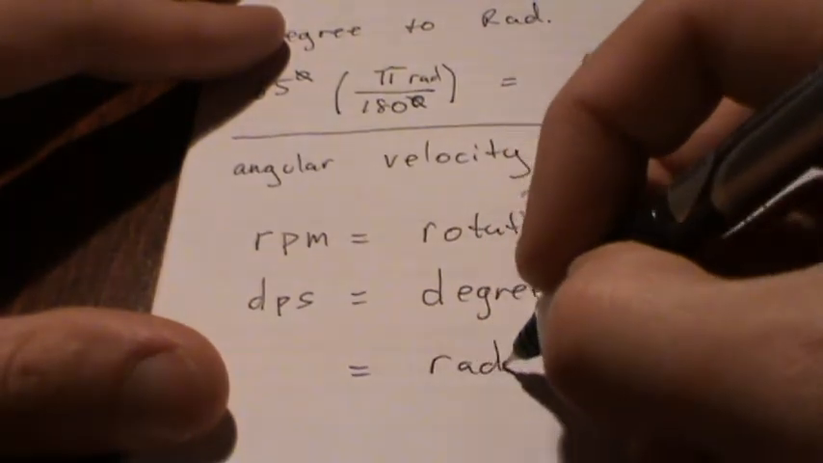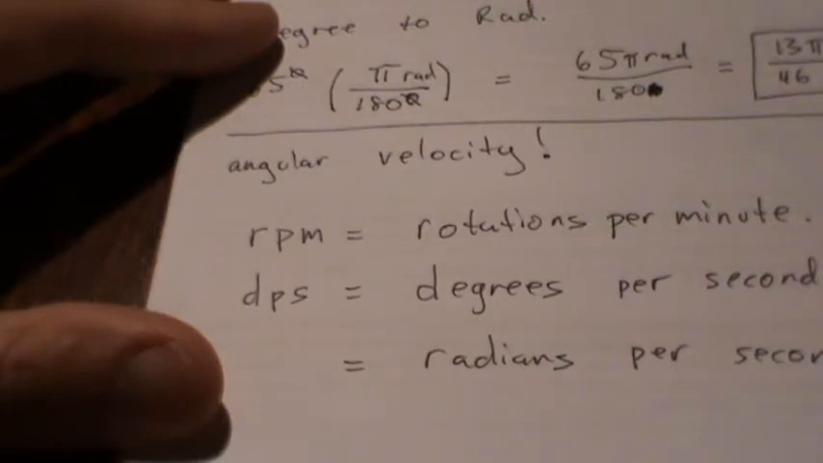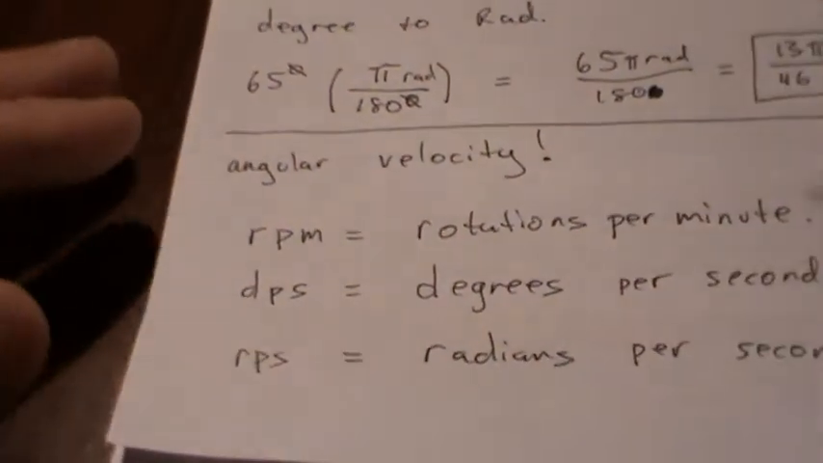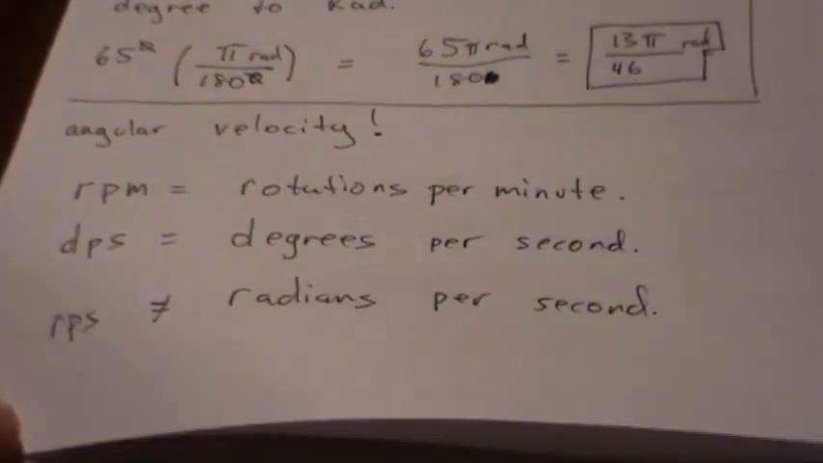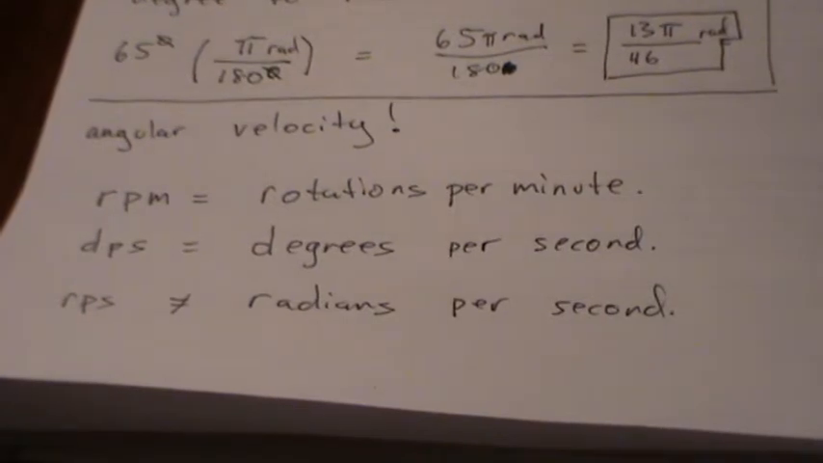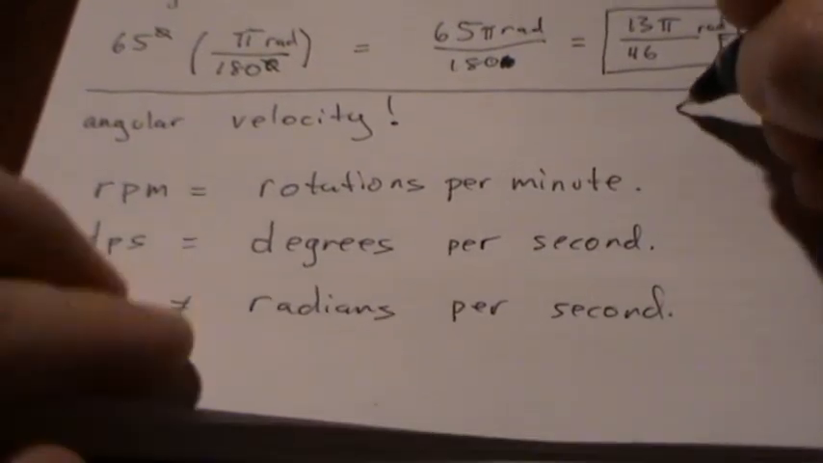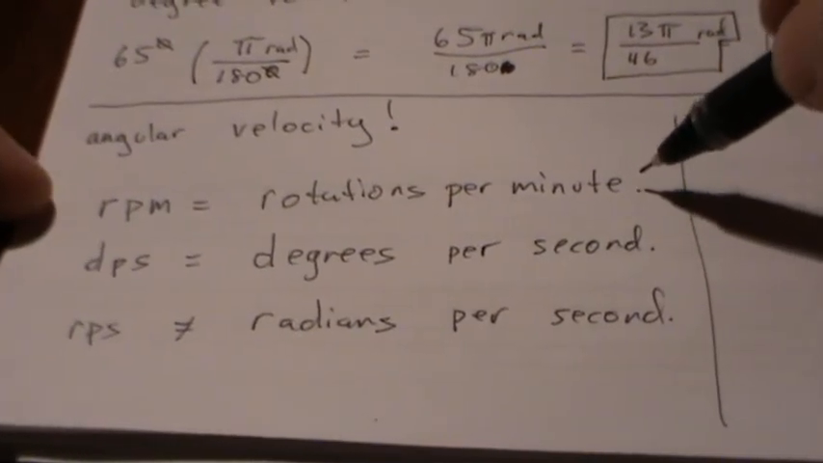And then you also can talk about radians per second, which is not abbreviated RPS, because that would be rotations per second. Turns out radians per second is not abbreviated, and it's just written out. Anyway, RPM is how many rotations a thing makes in a minute.